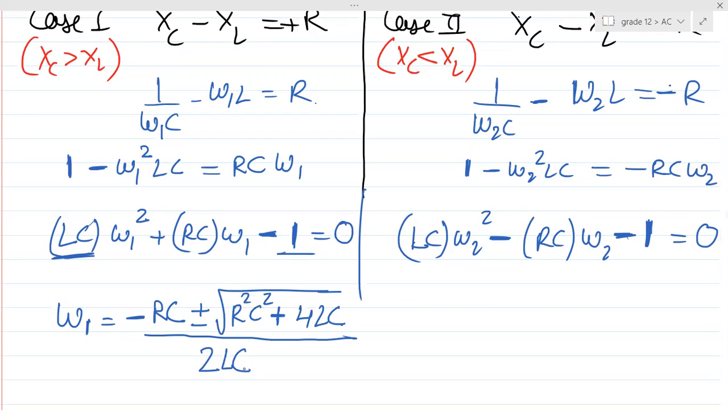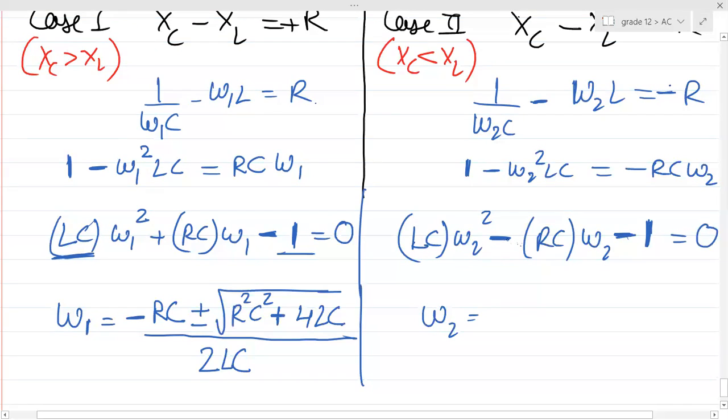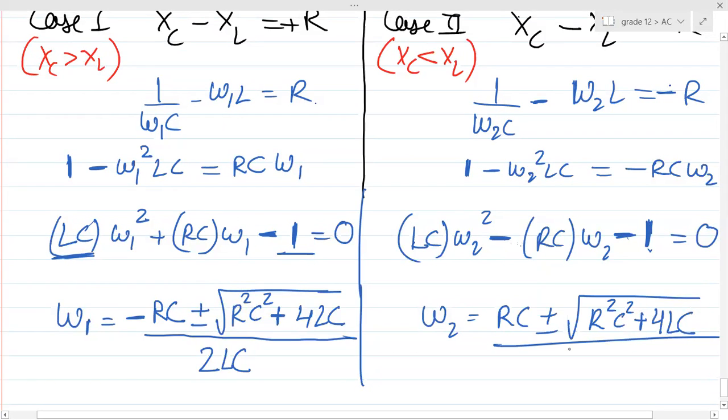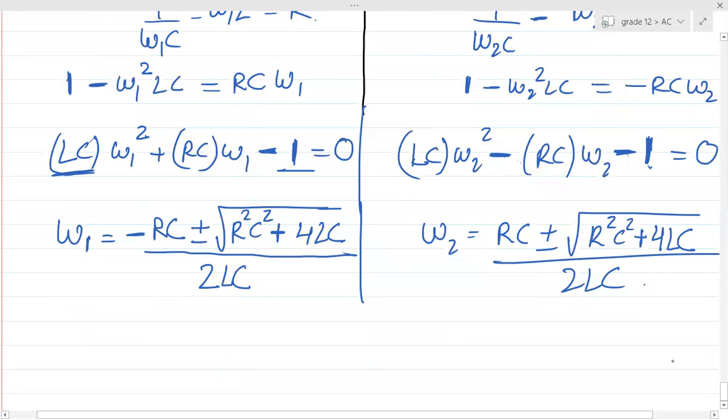Yes or no, people? And similarly, when you solve for omega 2, you will get minus of b. This will become minus of minus, plus RC plus minus under root of R square C square, minus minus, so it will become again the same thing, 4LC divided by 2a, so 2LC. Is this clear till here? I am applying the quadratic formula, guys. Is it clear till here?